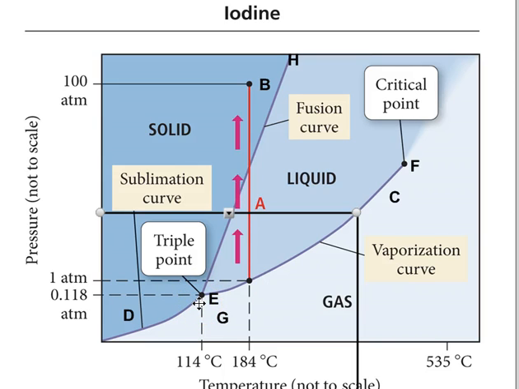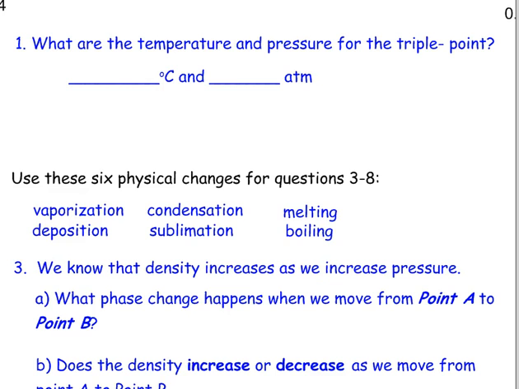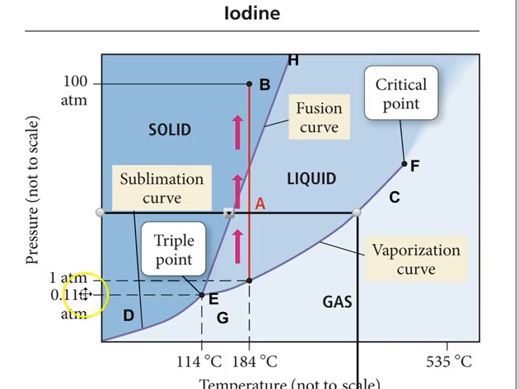So let's see if we can answer some questions about this graph. The first thing I want you to do is find the temperature and pressure for the triple point. So look at the graph and see if you can read them. Your paper also says critical point, but we won't have that information. Did you find it? If you look on your graph, you should see 114 degrees C and 0.111 atmospheres. 0.111 ATM, 114 degrees C.